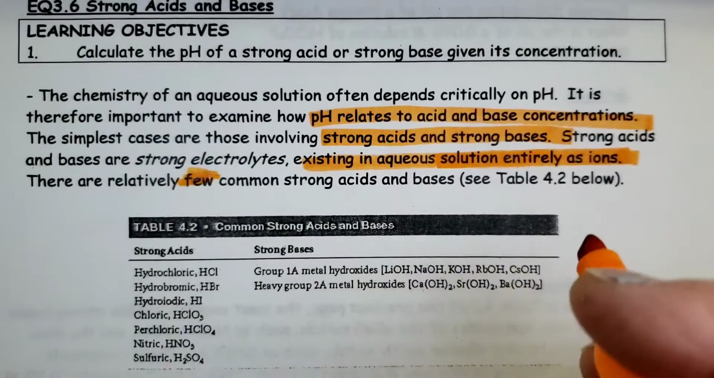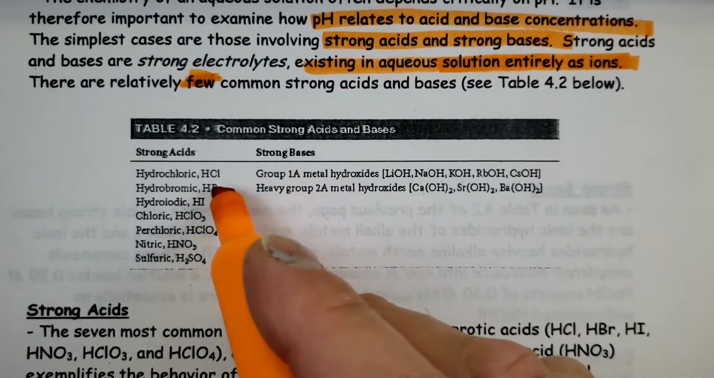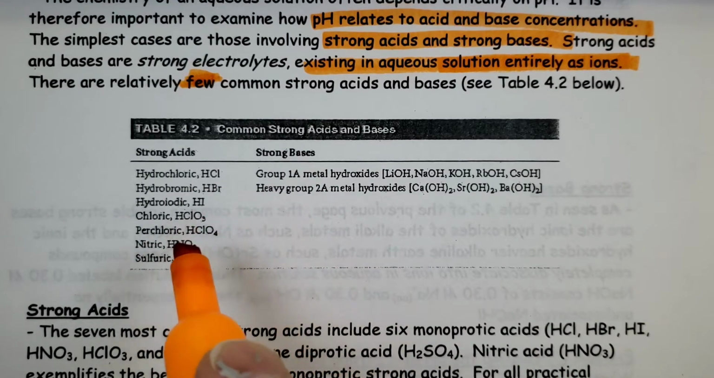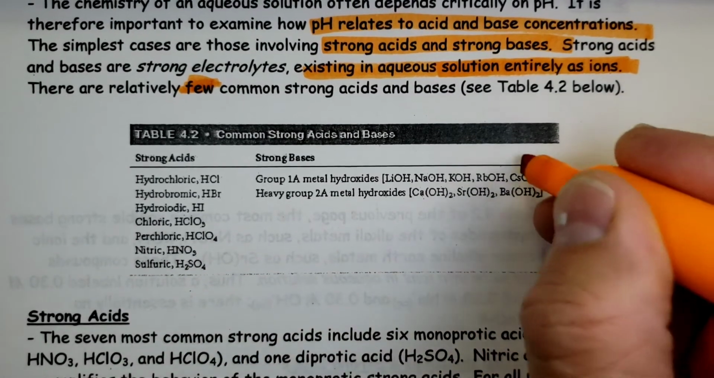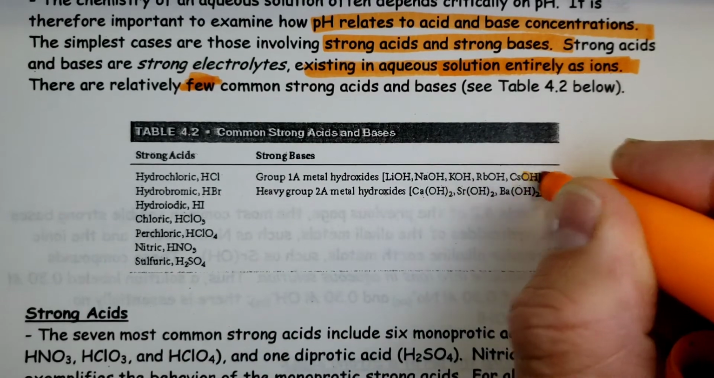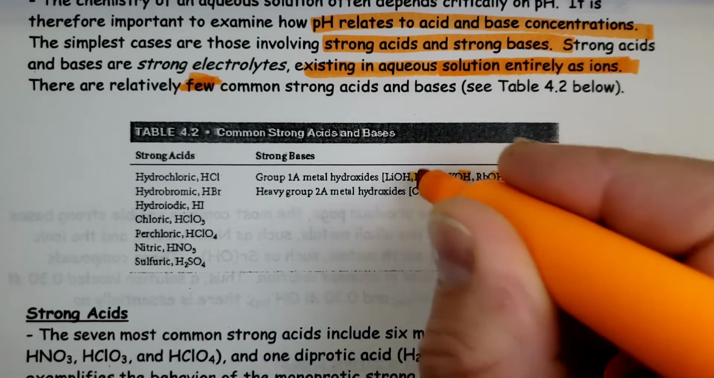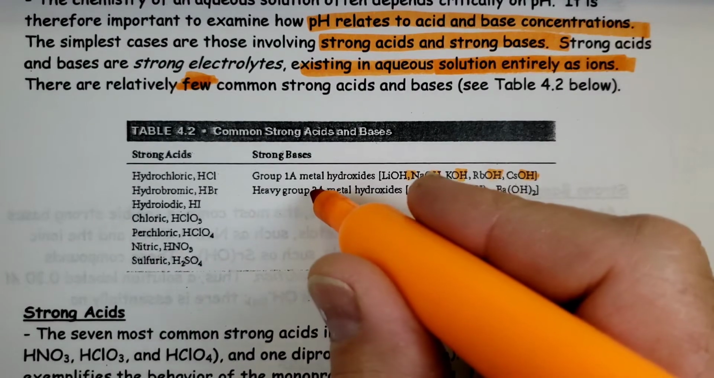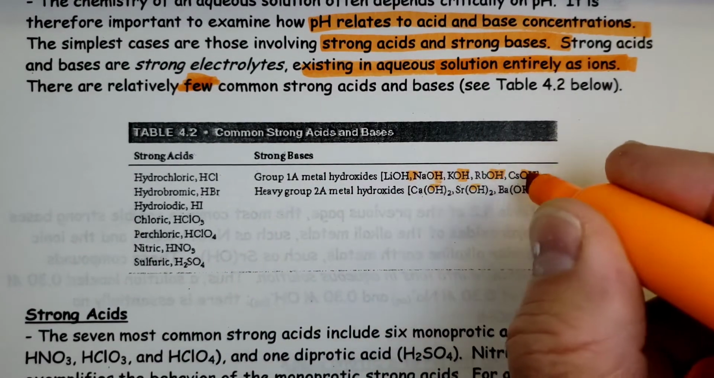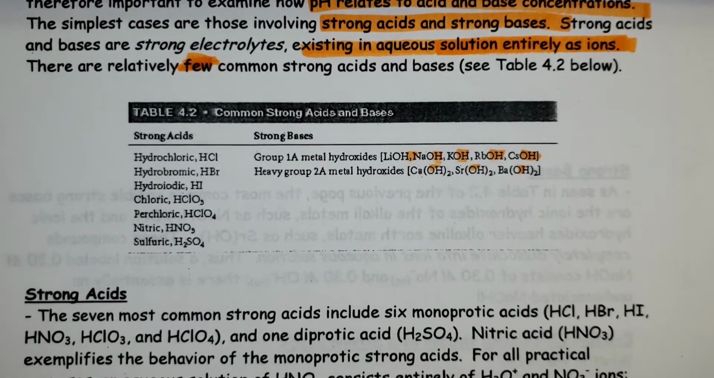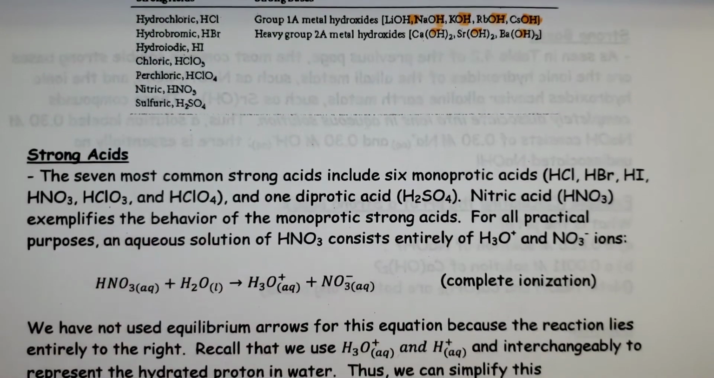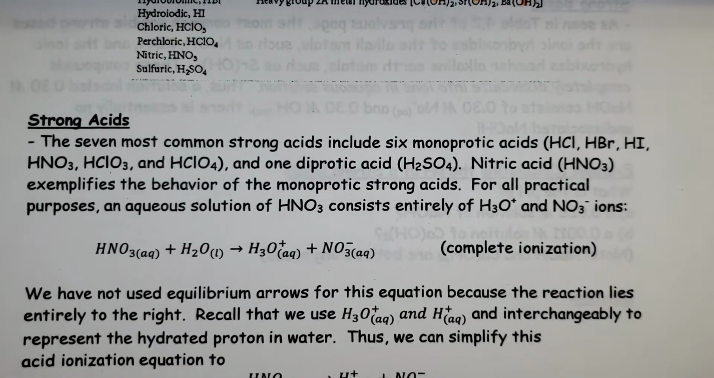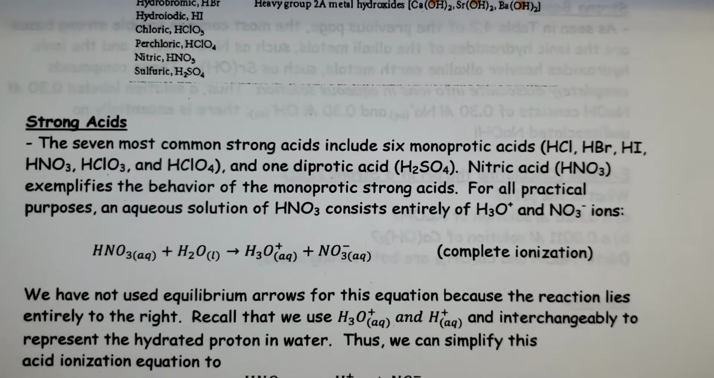So if we look at some of the strong acids and bases, strong acids: hydrochloric, hydrobromic, hydroiodic, chloric, perchloric, nitric, and sulfuric. Those 7 are considered strong acids. Strong bases: any of the group 1A metals combined with a hydroxide are considered to be strong. And also group 2A metals combined with hydroxides are considered to be strong as well. So hydroxides are strong bases. We'll look at strong acids first, then strong bases, and see that they're very similar in terms of how they operate.